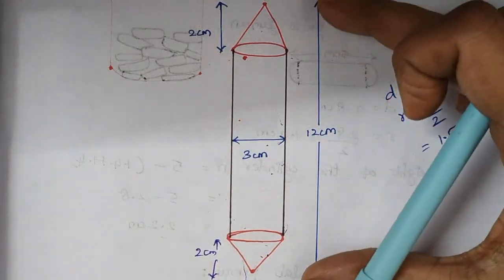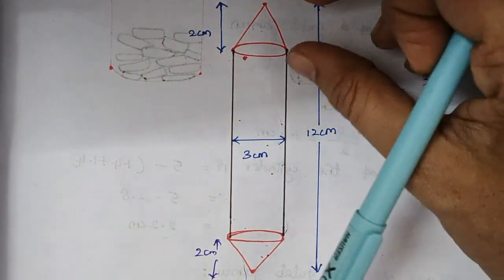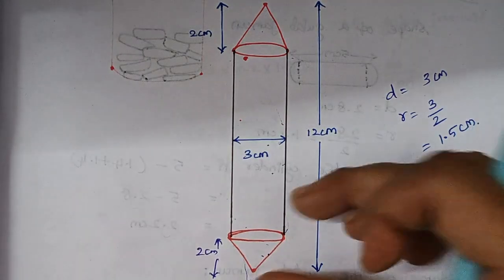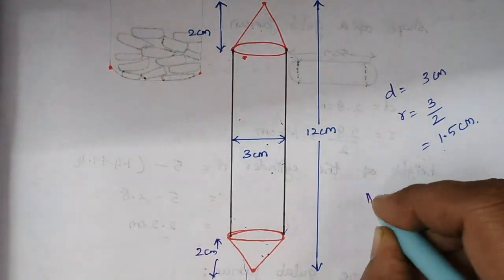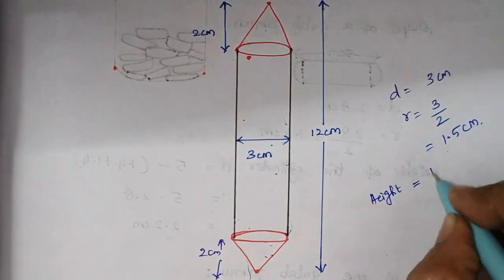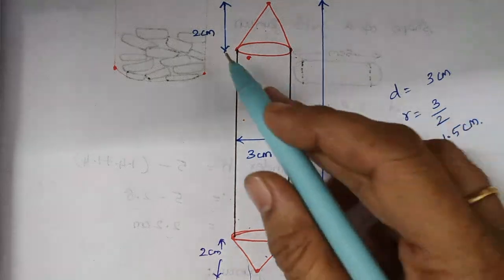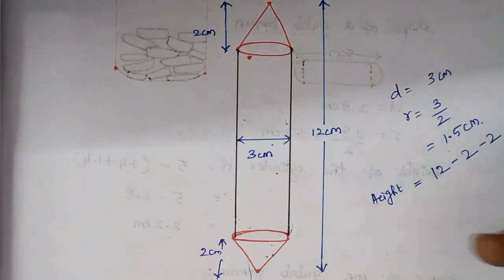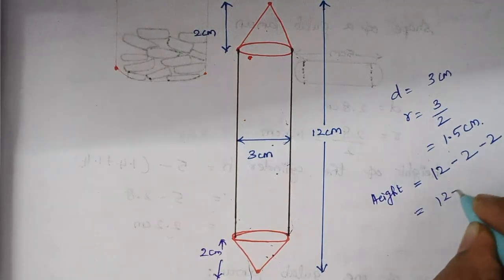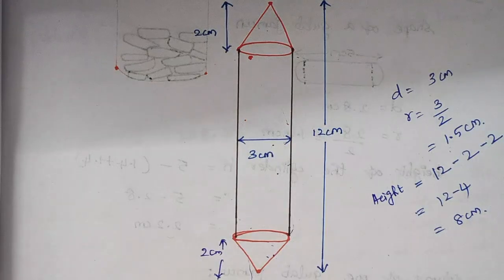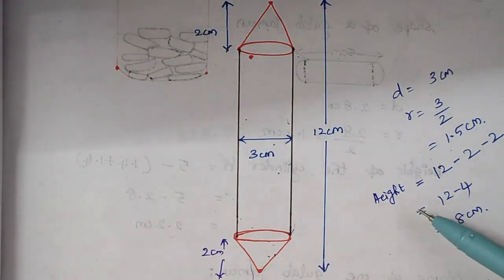Here the total length is 12, right? And this height is 2 and this height is 2, right? So, height of the cylinder is given by 12 minus this 2. Again, at the bottom you have to minus this 2, right? So, which is 12 minus 4. So, here it is equal to 8 centimeter. So, we know all the parameters, right?